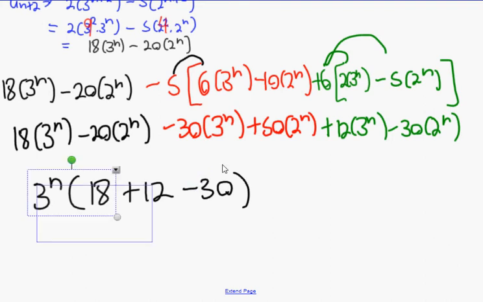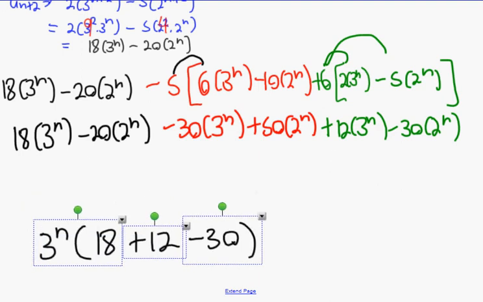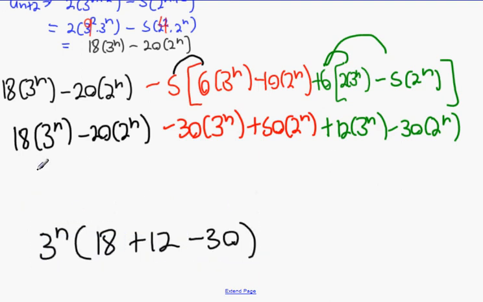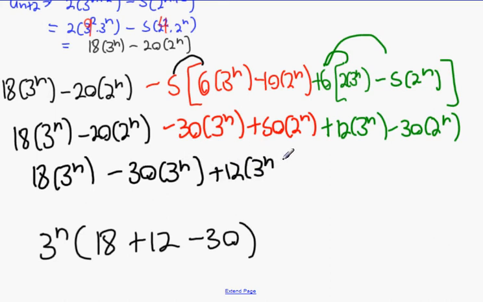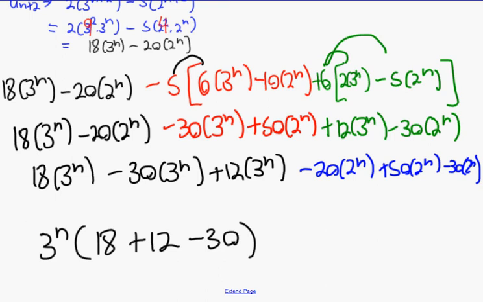So look, for those of you who are struggling with that last step, this is basically what I'm doing. I'm putting anything that has 3 to the n next to each other. So I'm going to do 18 3 to the n. I'm going to put minus 30 3 to the n. And then I'm going to put plus 12 3 to the n to the left. And then to the right of that, I'm going to put all the 2 to the n's. So minus 2 2 to the n. And then I'm going to have plus 5 2 to the n. And then minus 3 2 to the n. What's this supposed to be equal to? It's going to equal 0.